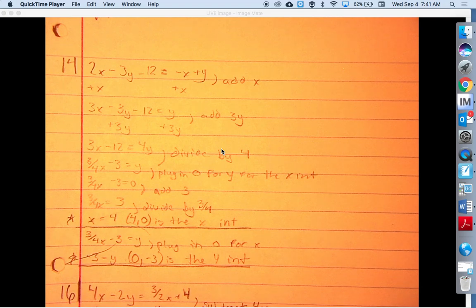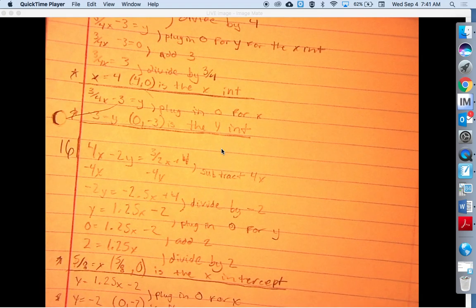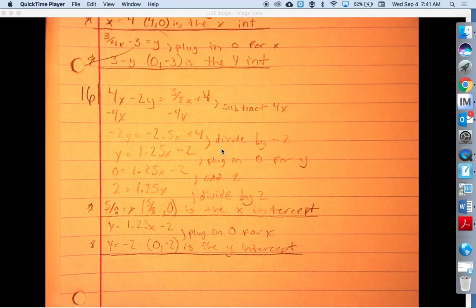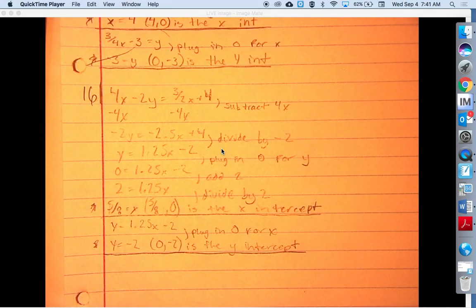Let's just push this a little bit. Yeah, get to see the answer there. Any questions on 14 or 16 getting the x or the y intercept?